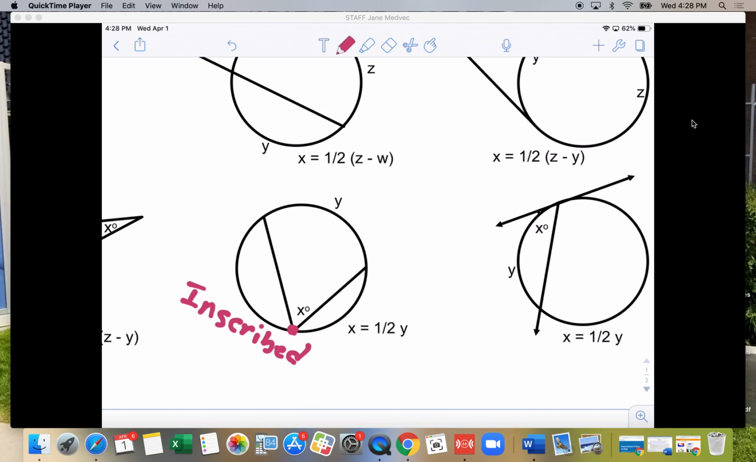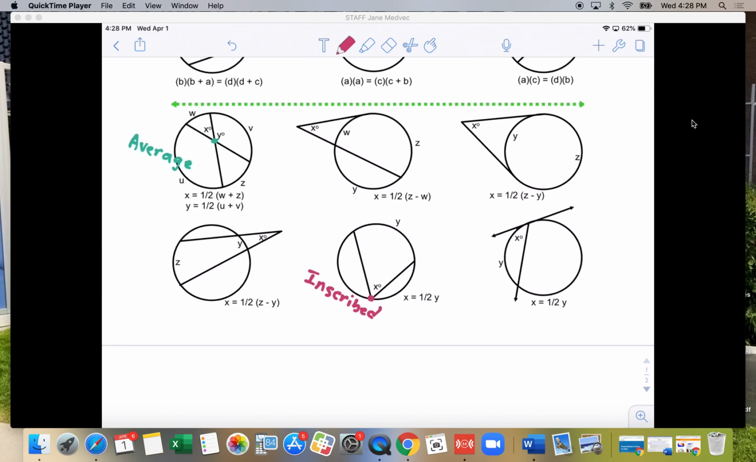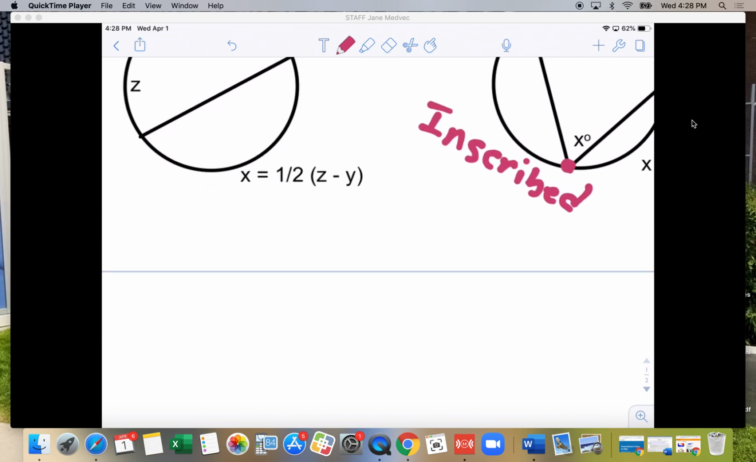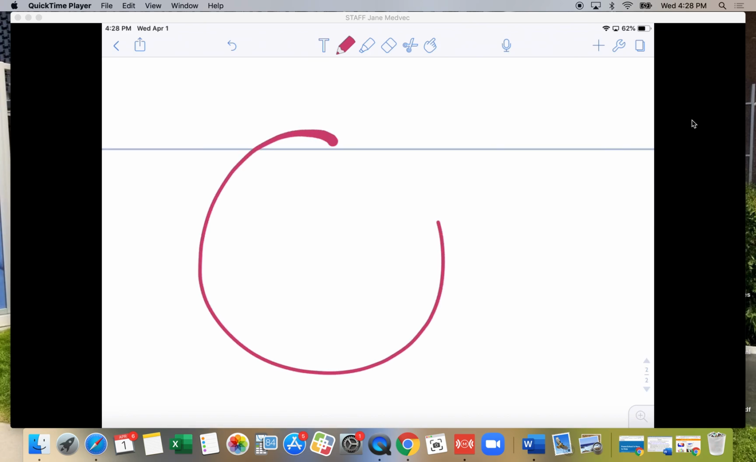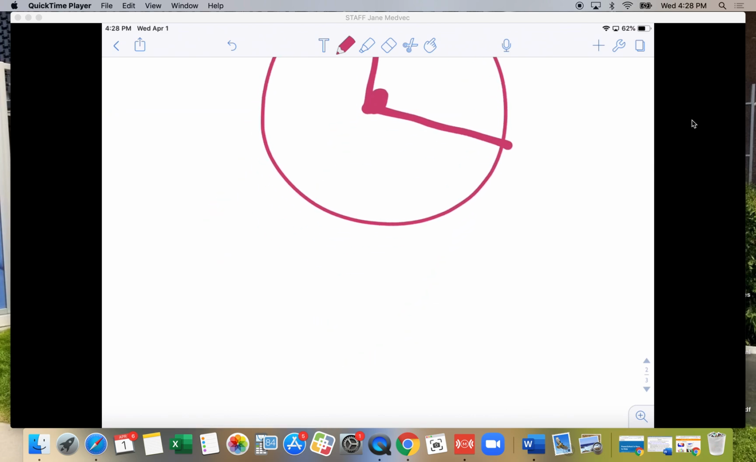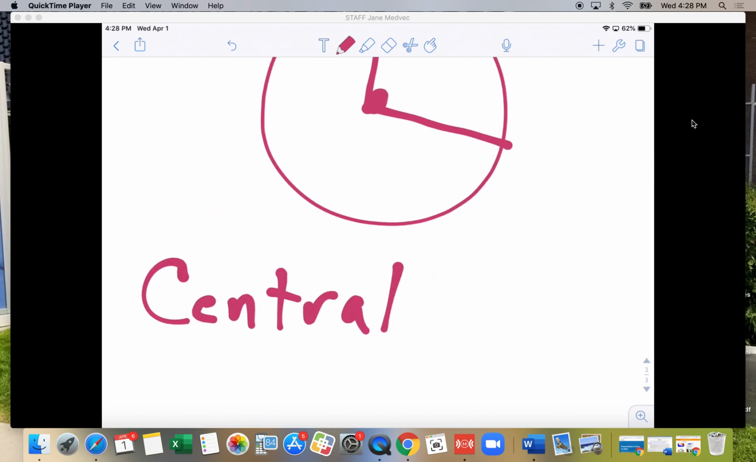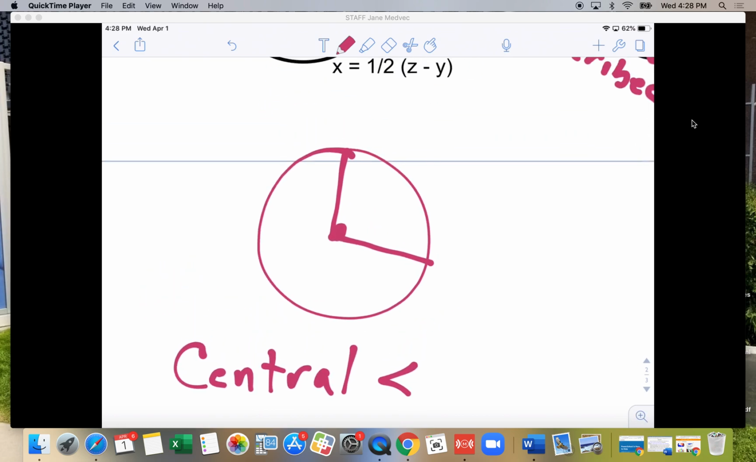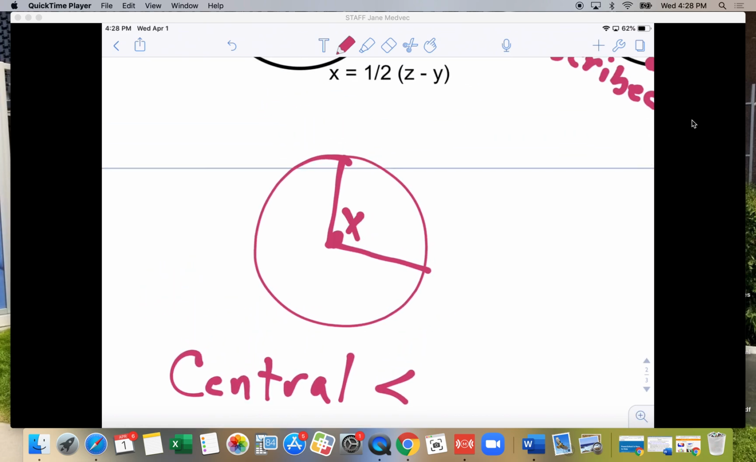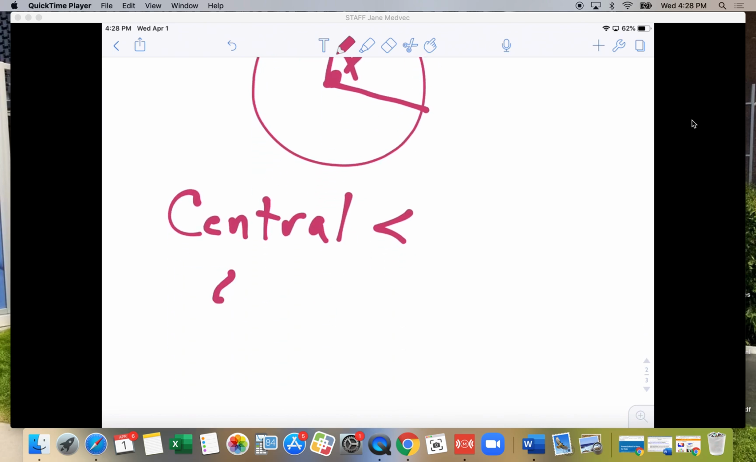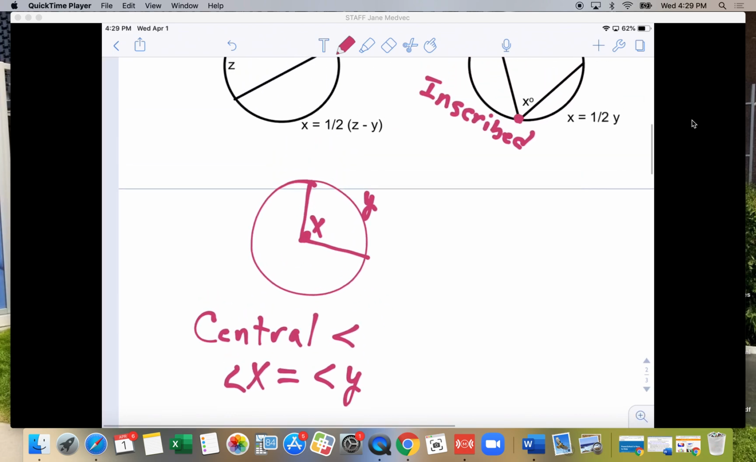The angle is smaller. Another one that I don't see on here, and I'll draw it down here, is the central angle. If I have this being x and this being y, and it's the central angle, then angle x is going to equal angle y. Their measures are going to be the same.